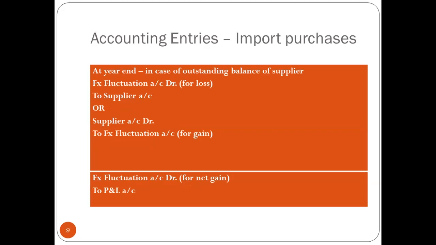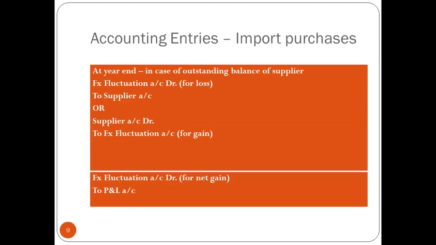End of the year, suppose there is outstanding balance of supplier. Then we have to apply the year-end rate, find out whether there is a rate difference, and if there is a loss or if there is a gain, that will have to be accounted for. If there is a loss, entry will be foreign exchange fluctuation account debit to supplier account. If there is a gain, the entry will be supplier account debit to foreign exchange fluctuation account.